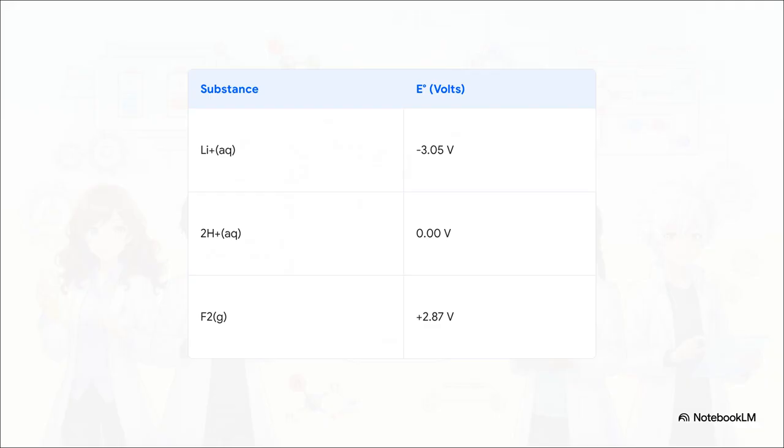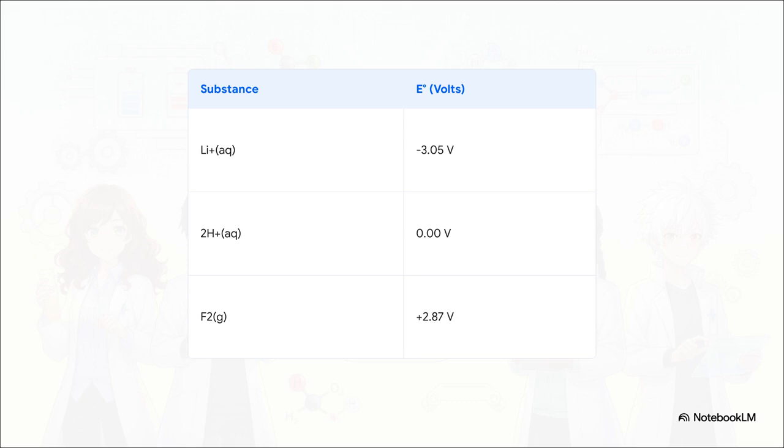Take a look at this. Notice how perfectly these elements are organized based on their standard reduction potentials. You've got lithium sitting at the top with a highly negative value of negative 3.05 volts. That makes it an incredibly strong reducing agent. It loves to undergo oxidation and just give its electrons away.